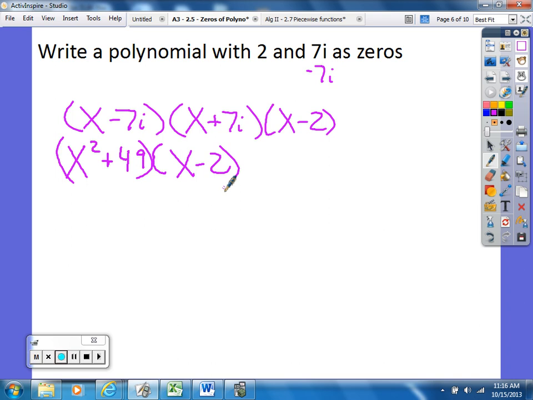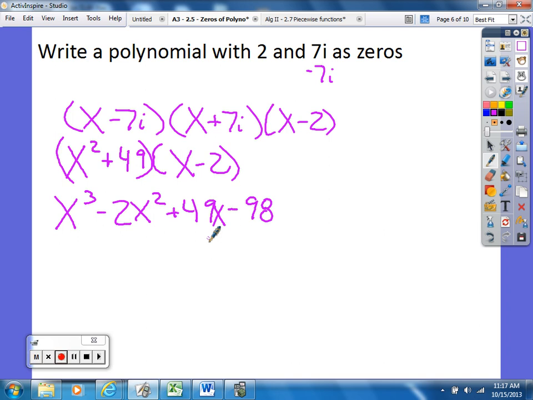So you FOILed the first two together, you still need to FOIL the last one. Justin's sitting in the back being like, yep, I'm good. So let's go ahead and FOIL these two together. So I get x to the third. I'm actually going to multiply these two. Minus 2x squared plus 49x minus 98. Oh, good call, Justin. Thank you.